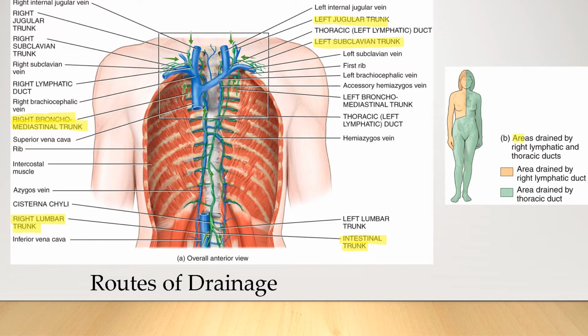In this picture on the right, we can see the areas that are drained by the right lymphatic duct or the thoracic duct. So remember that lymph will pass from lymph trunks into these two main channels, the thoracic duct and the right lymphatic duct. The right lymphatic duct will drain a much smaller portion of the body than the thoracic duct. You can see this yellow-orange color is the area drained by the right lymphatic duct. Just the right arm and the right half of the head and chest, right down to about the diaphragm, just inferior to the ribs. And then the whole rest of the body is drained by the thoracic duct.